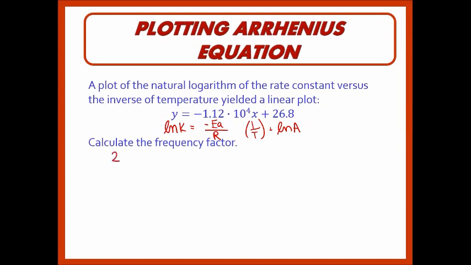Now the next question asks us to calculate the frequency factor of this reaction, and so we know that the y-intercept 26.8 is going to be equal to the natural logarithm of A. So in order to solve for A, the frequency factor, we need to take the e of both sides so that the ln will cancel, and so A is equal to the value of 4.36 times 10 to the 11th. So remember, this value tells us the number of times that the reactants actually approach the activation barrier per unit of time.